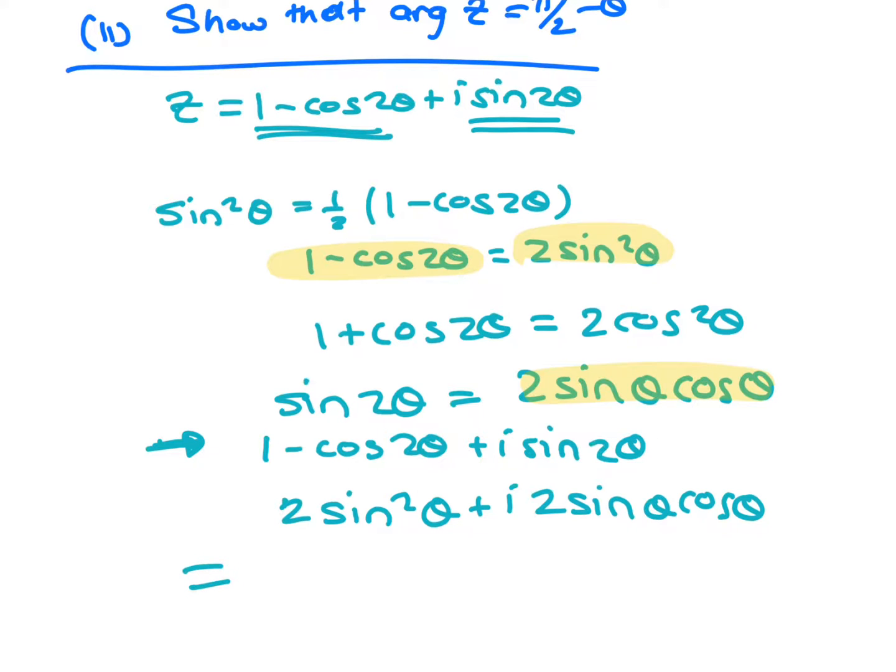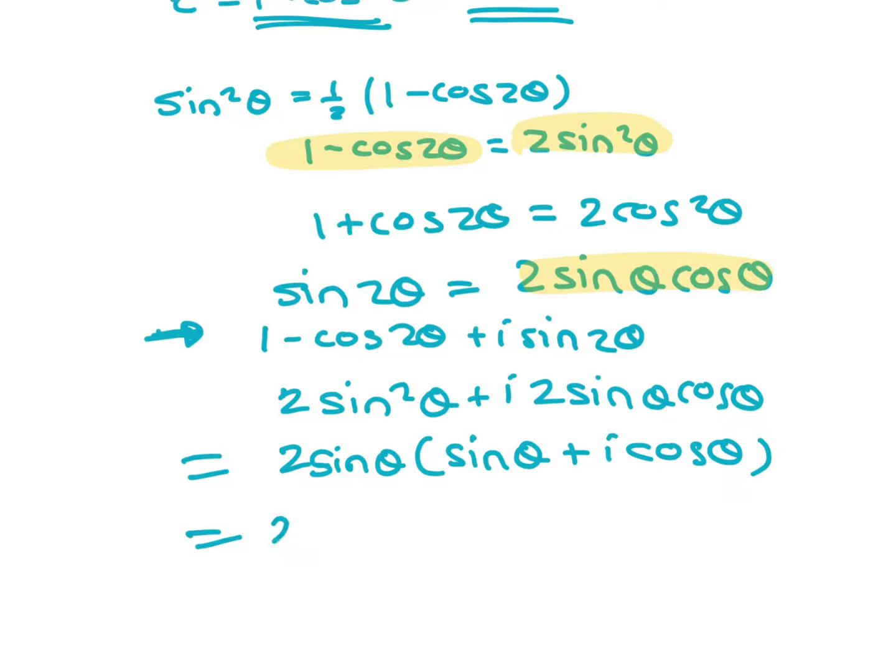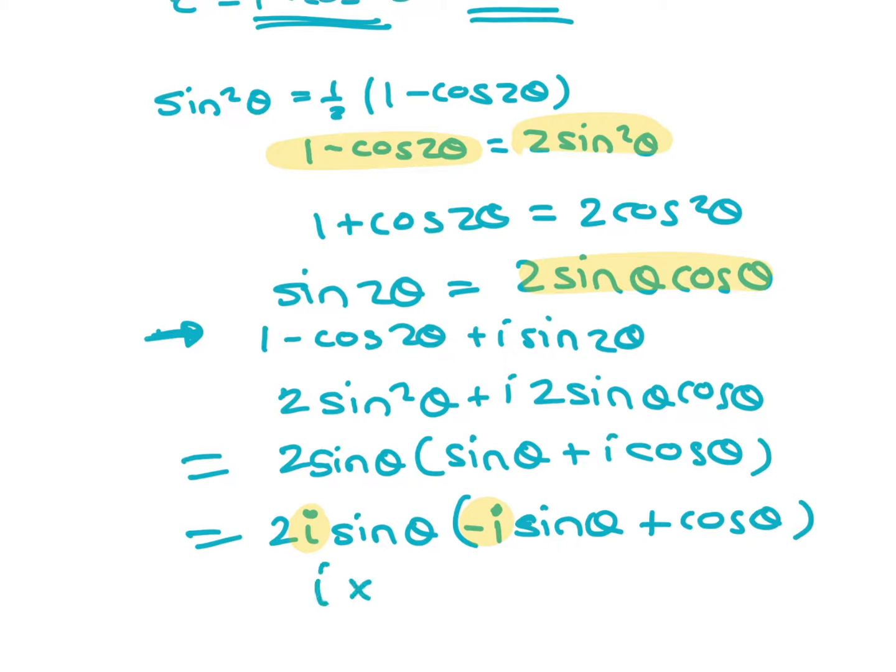So there's a common factor here of 2 sine theta, but when you do that, you get sine theta plus i cos theta, and that isn't in mod arg form. So what I'm now going to do is take an i out, because if I take an i out, that means that would be minus i sine theta, and then it'll be plus cos theta. Now, why was that minus? That was minus because if you did this i times minus i, you end up with minus i squared, which is minus 1 times minus 1, which is 1.